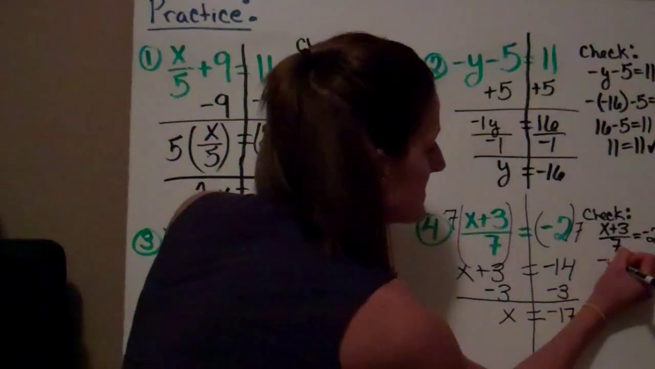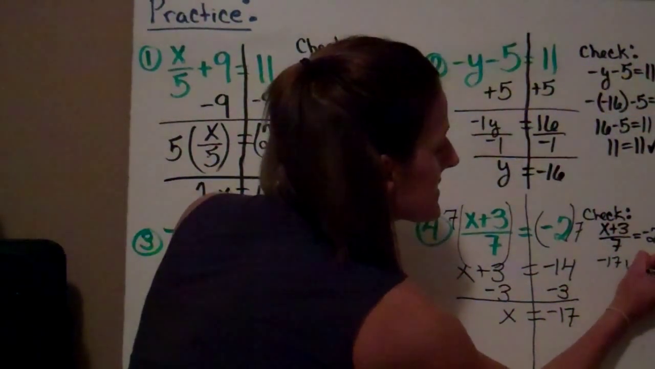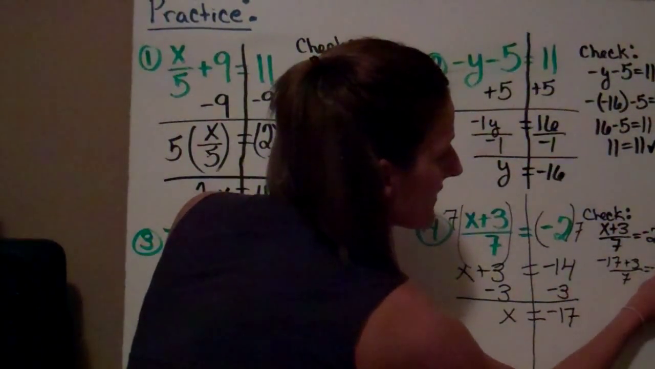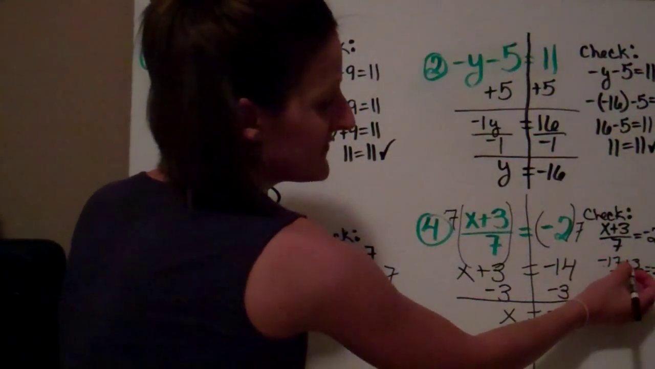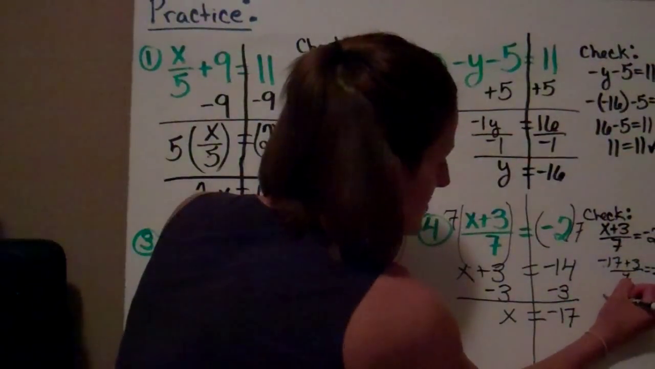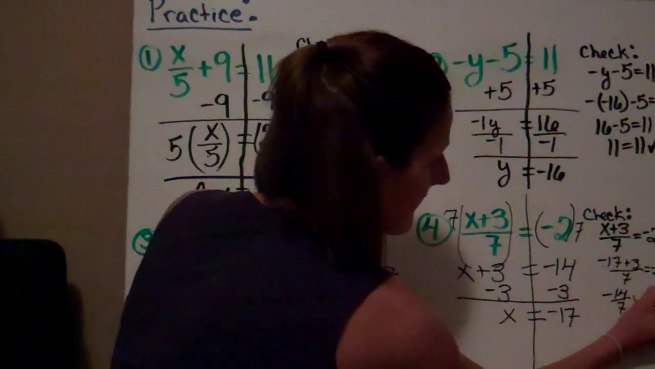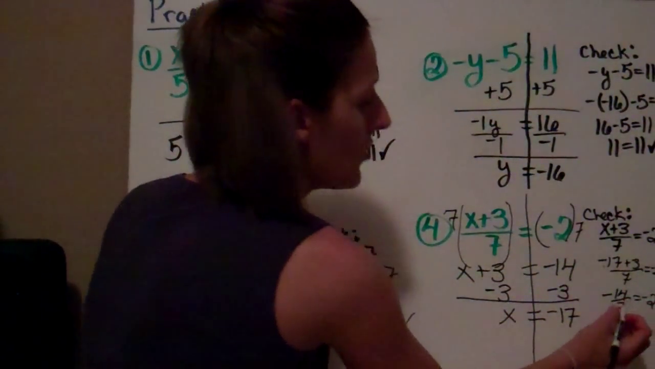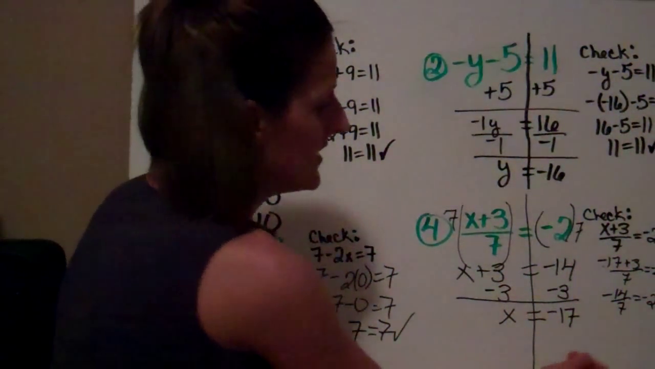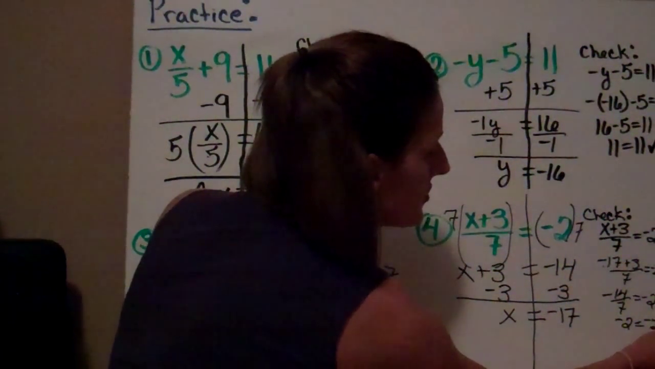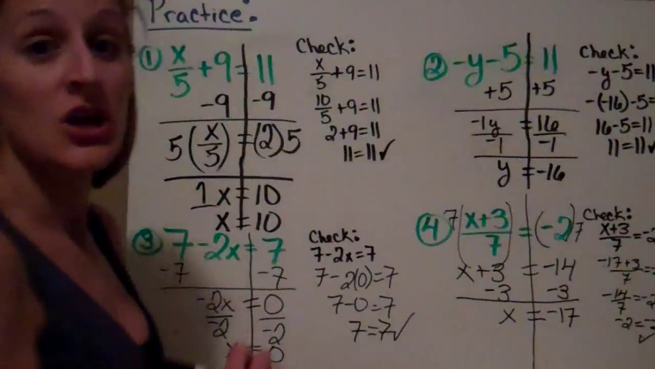Now, come over here to check it. Plug in negative 17 for x. See if it equals negative 2. We know negative 17 plus 3 is going to give me a negative 14. And we know negative 14 divided by 7 is a negative 2. So negative 2 does equal negative 2. So my answer is correct.